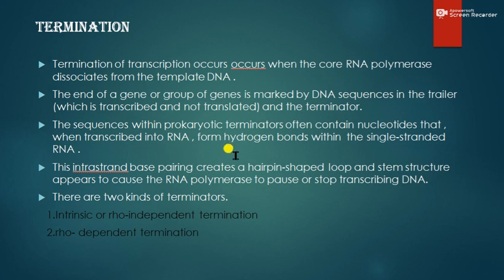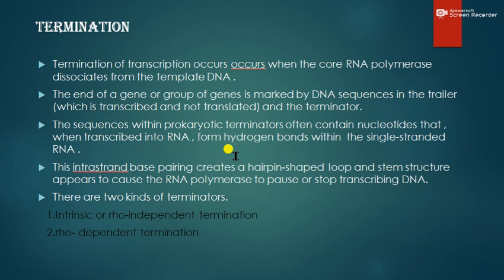And then finally we have the termination step, in which the transcription has to be stopped. And for that, something should signal that the transcription has to be stopped. So the end of a gene or a group of genes is marked by a DNA sequence at the end, and that is called the terminator.